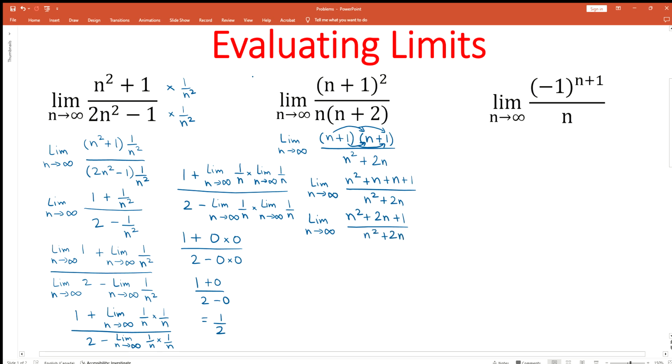The degree of the numerator expression is 2. The degree of the denominator expression is 2. Since we have to evaluate the limit n approaches infinity, we can simplify this expression by multiplying both the numerator and the denominator expression by 1 over n squared, because the degree of the numerator and the denominator expression is 2.